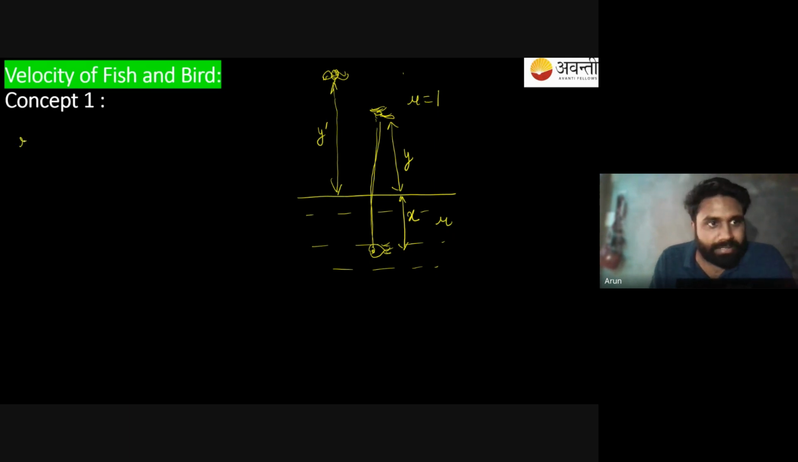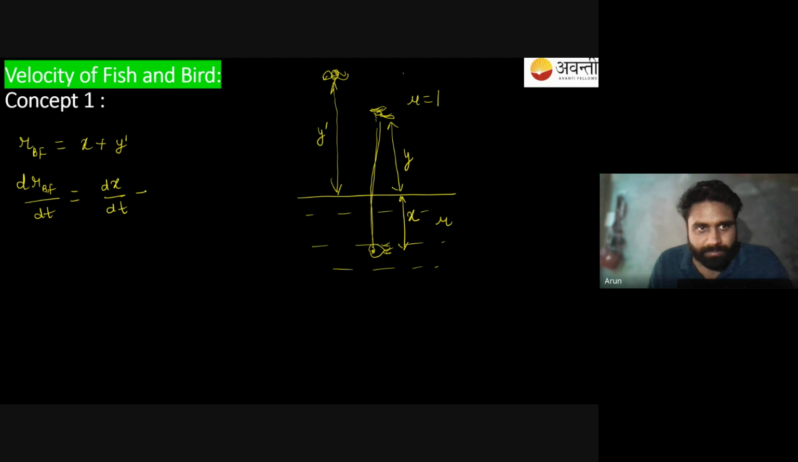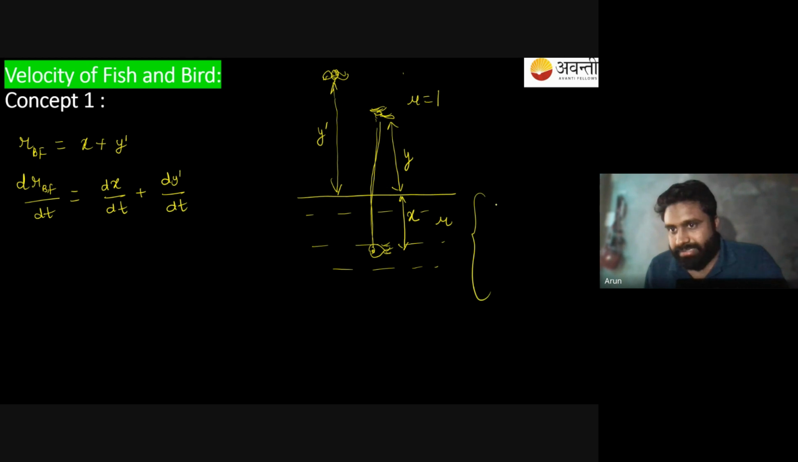So I am representing position with r. The position of the bird with respect to the fish is nothing but x plus y dash. This is the position of the bird with respect to the fish. Okay, if I differentiate this term, dr bf by dt is equal to dx by dt plus dy dash by dt. Okay, for the sign convention just keep this in mind.